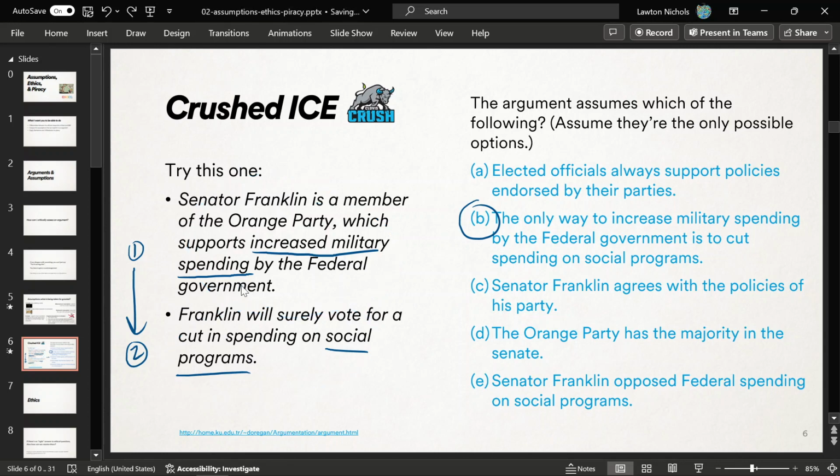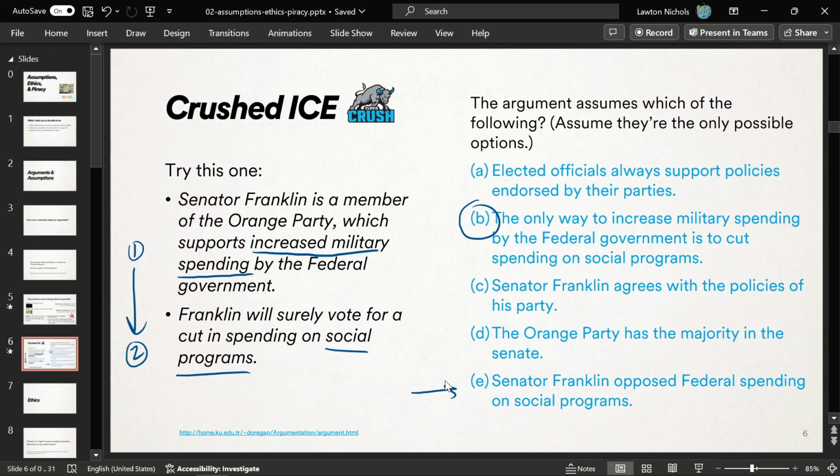That's the idea. D is kind of also not very useful. If the Orange Party has the majority in the Senate, that just means maybe they can get what they want passed. It says nothing about what this senator is going to do. Right? It's like he's going to vote for whatever he wants to vote for, but maybe they'll get it passed. But this is not the right assumption. It's not linking the ideas. Okay, that's what's going on there. Let's see. This one is getting close. E is getting close.